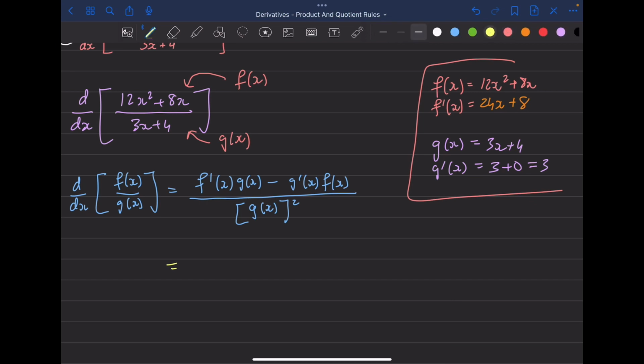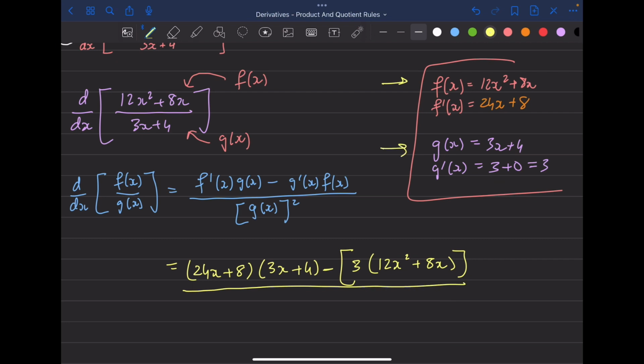Okay, so f prime of x, we need that first. This is 24x plus 8. So let's write that down. 24x plus 8 multiplied by g of x. G of x is 3x plus 4. So let's write that down. 3x plus 4. And then minus, let's put a bracket again. G prime of x, which is just 3. So let's put a 3 multiplied by f of x, which is 12x squared plus 8x. So we're done the numerator, and the denominator would be g of x squared. So it would be 3x plus 4 all squared.